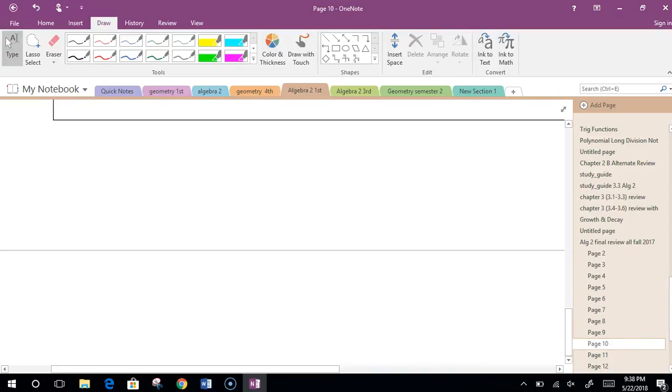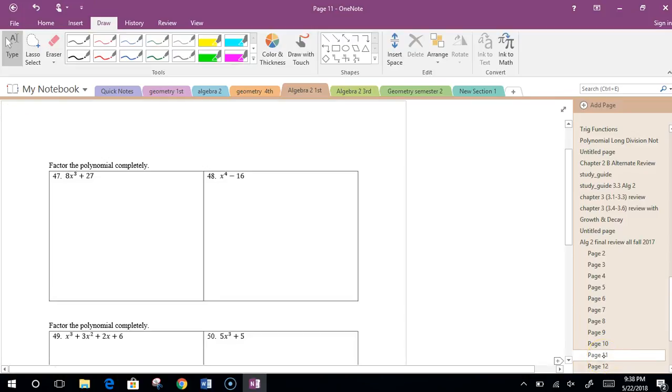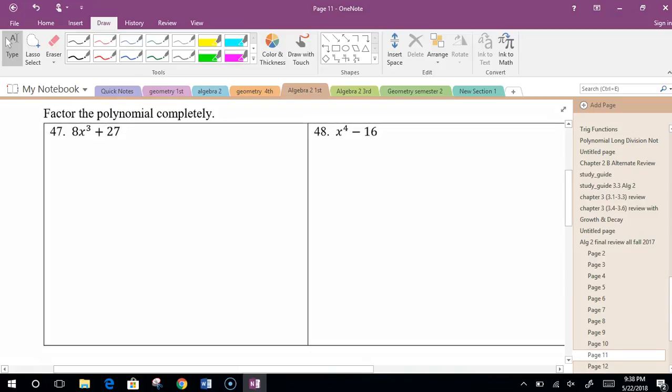Now we take it from that into the section on factoring. Now, most definitely you are going to want to look at a question like number 47. The reason being, this is a sum of cubes. So the formula that you will have provided for you for sum of cubes will say a plus b times a squared minus a times b plus b squared.